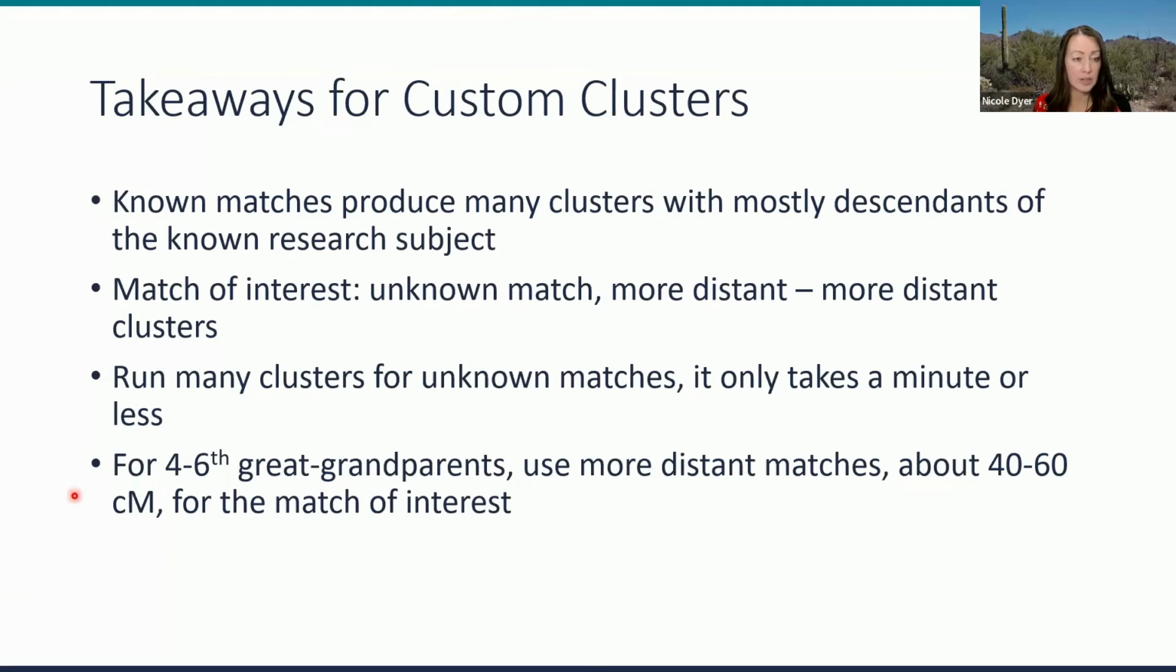And for fourth to sixth great grandparents, you're going to want to use these more distant matches. So from about 40 to 60 centimorgans, and probably using a range going down to 20 centimorgans, since that's the lower threshold that you're allowed to use right now for Ancestry custom clusters. If you go down to 20 centimorgans, that brings in more of those distant matches. And then a range of 20 to 50 seemed to work pretty well for what I was doing, but for yours, you might need to adjust that depending on the number of matches you have.